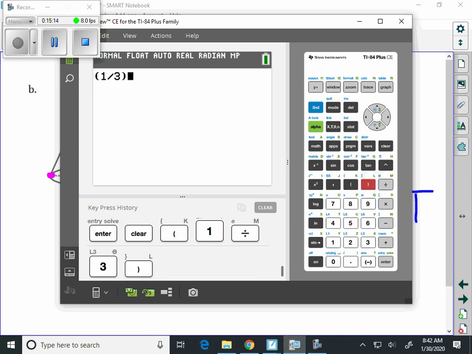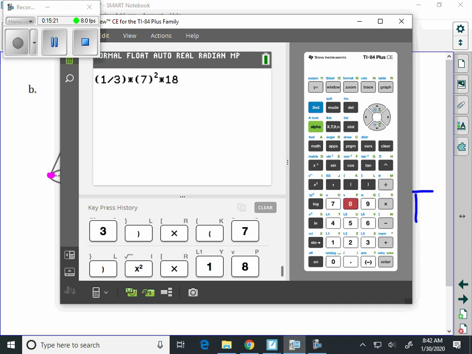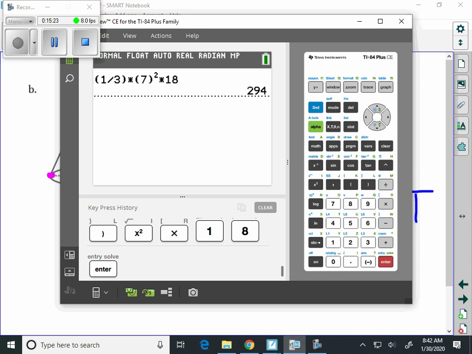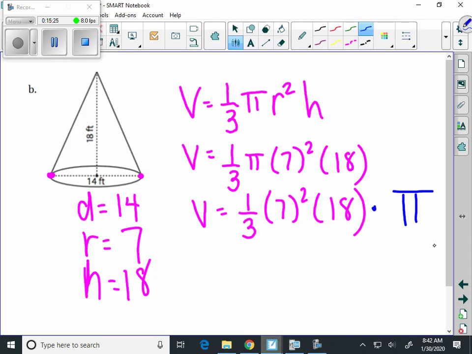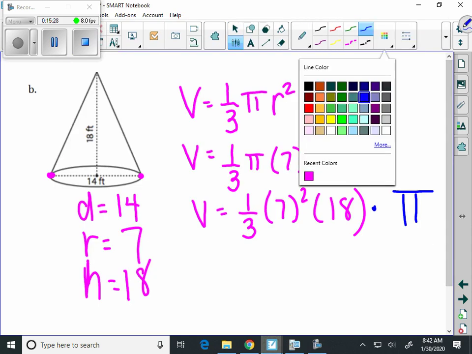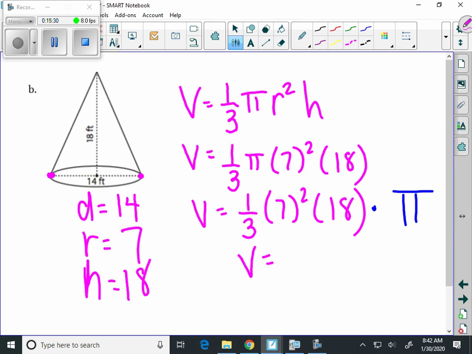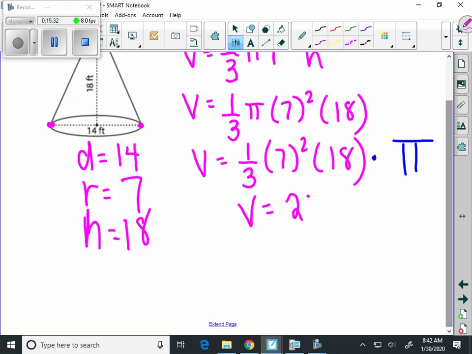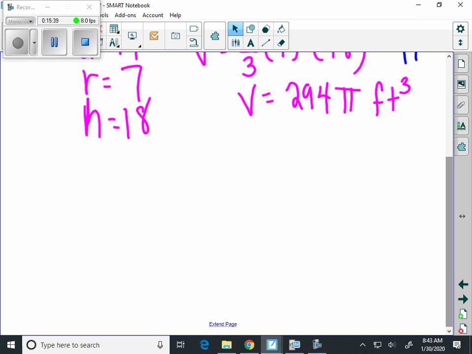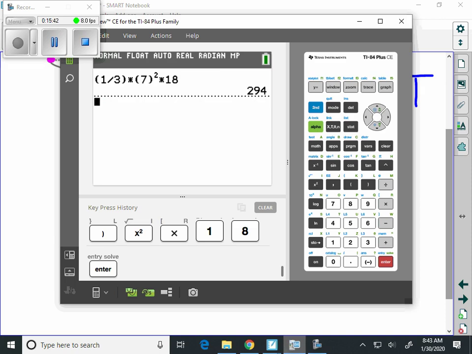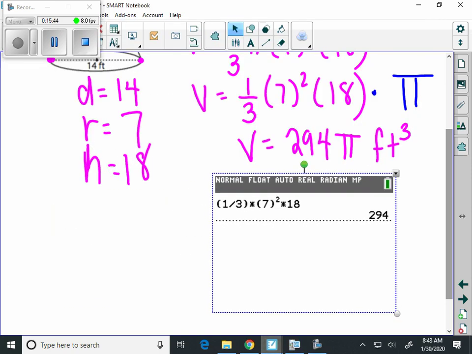One divided by 3 in parentheses times 7 squared times 18 gives us 294. So our volume is 294 pi. Our units, feet cubed, again, volume measured in cubic units. And I just want to scan this into the document here. There's how we got that.